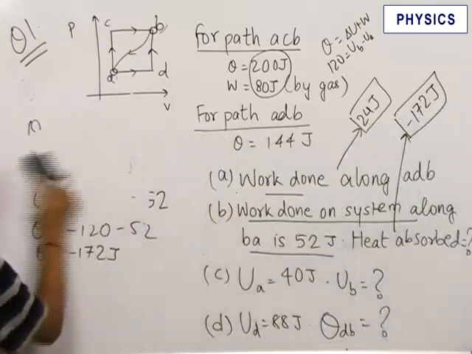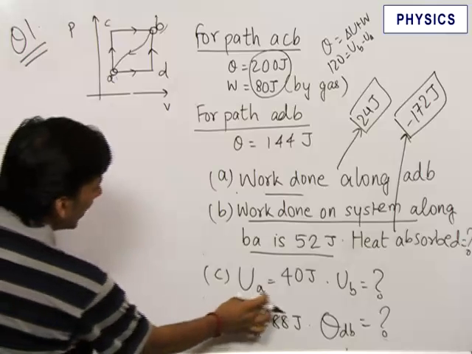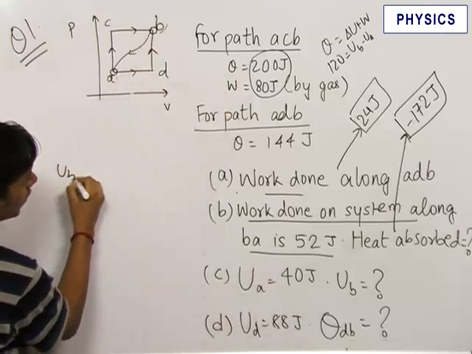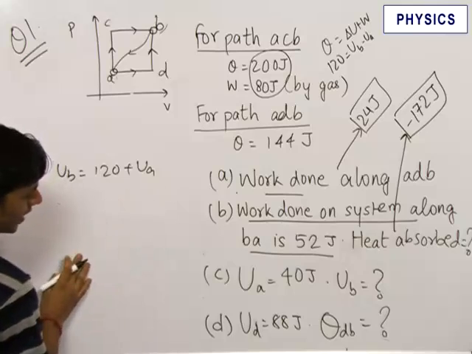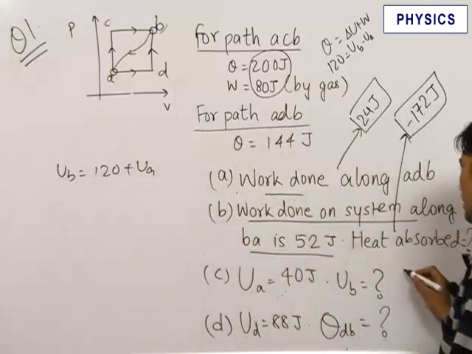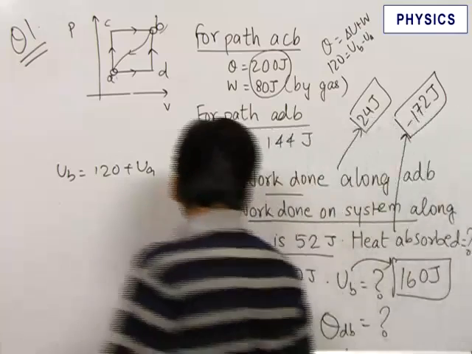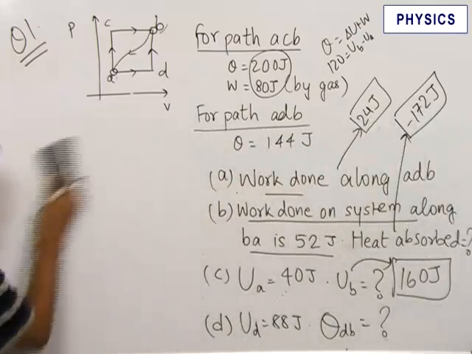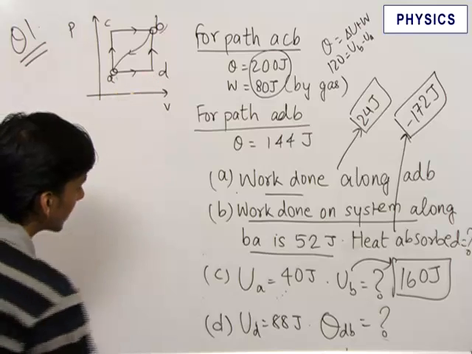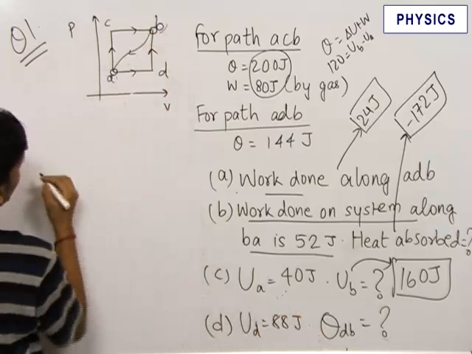Let us solve the third part now. For the third part, UA is equal to 40 joules. We need to find out UB. It is pretty simple. We know UB is equal to 120 plus UA, that is equal to 160 joules, because UA is given here to be 40 joules. Now for the fourth part, we have been given UD. UD is the internal energy of the gas at the state D, that is given to be equal to 88 joules. We need to find out the heat absorbed by the gas in the path DB.